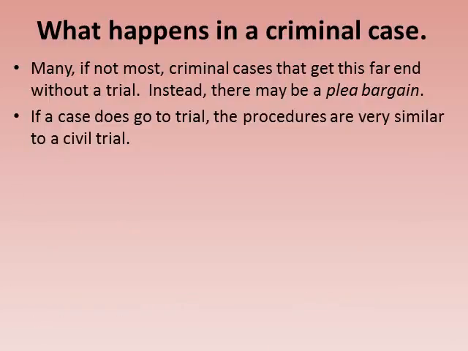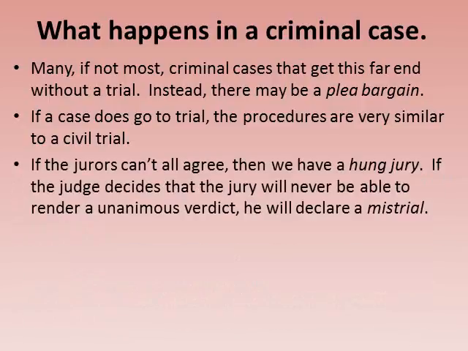If the case does go to trial, the procedures are very similar to what we talked about with a civil trial back in week 2. So both sides put on their evidence, they have their arguments and all that sort of thing: opening statements, closing statements, and all of that. But remember, all the jurors have to agree. If they don't, then we have a hung jury. And if the judge decides that the jury will never be able to render a unanimous verdict, he'll call a mistrial. Then the prosecution will have to decide, do we want to try this over again, or are we just going to let it go? And depending on the case, they decide that one way or the other.